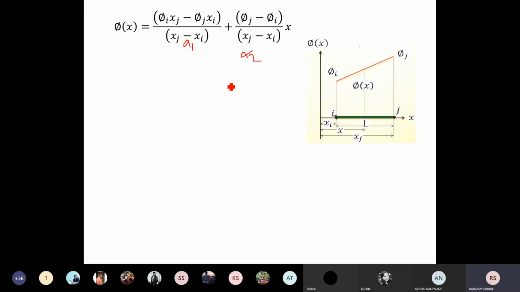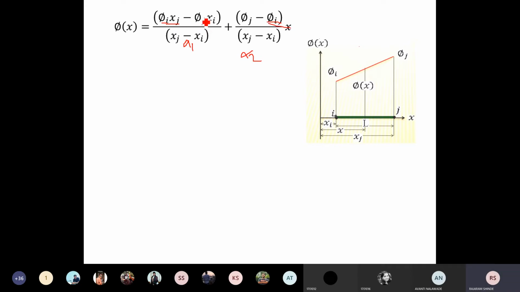Okay, after that what we will do, we will combine the terms of phi i. Here the coefficient of phi i is xj divided by xj minus xi, and here the coefficient of phi i is minus x divided by xj minus xi, and we can take phi i common from this term and this term. Okay, and same thing we can repeat for phi j.